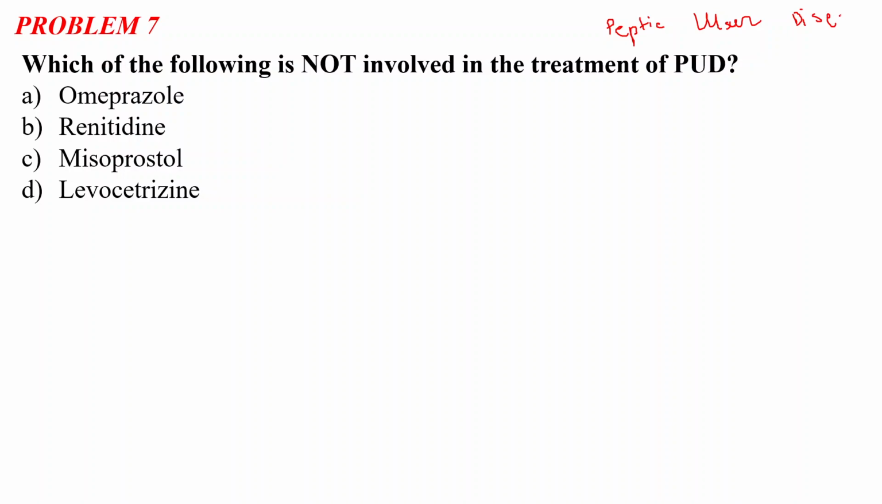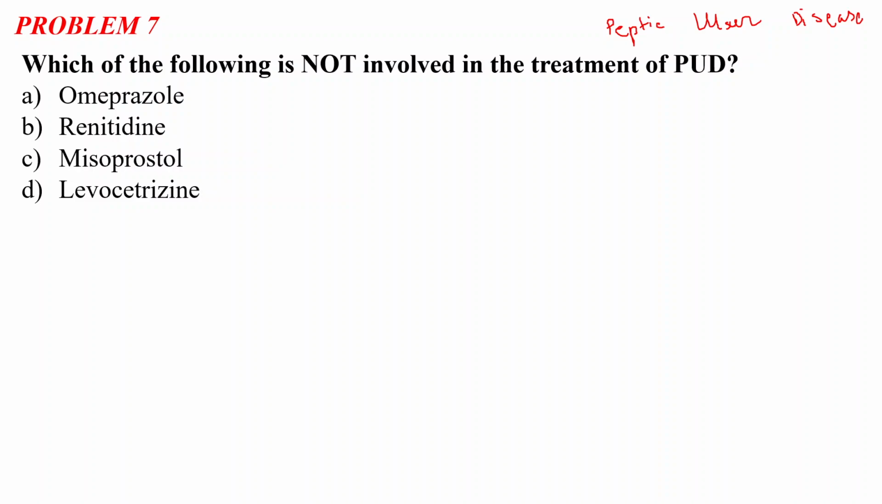In layman's terms, it is the acidity or the problems which happen in our stomach. The excessive acid formation in the stomach results in this peptic ulcer disease, and we are very familiar with this kind of disease and drugs. The options are as follows: option A, omeprazole; option B, ranitidine; option C, misoprostol; and option D, levocetirizine. You have to identify the drug which is not involved in the treatment of PUD.